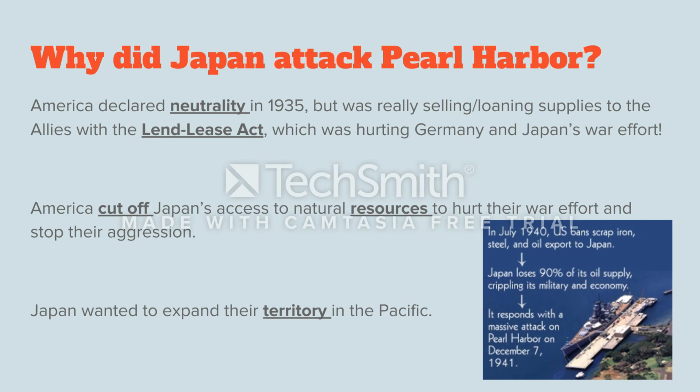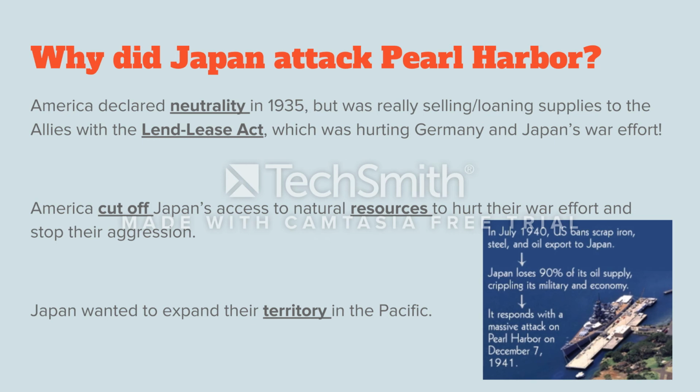Japan had begun to be very aggressive in the Pacific Ocean, taking land, invading Manchuria, invading China, and the United States felt that this was wrong. So the United States imposed sanctions, or cut off Japan's access to natural resources, in order to hurt their war effort and stop their aggression. As you can see in the diagram in the lower right-hand corner, Japan lost 90% of its oil supply, crippling its military and its economy. Because of that, they had to retaliate.